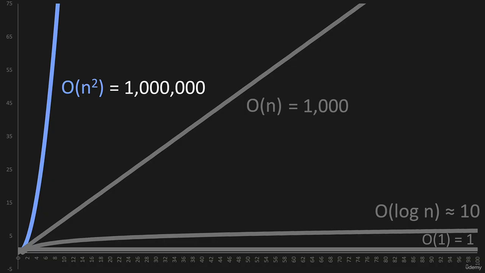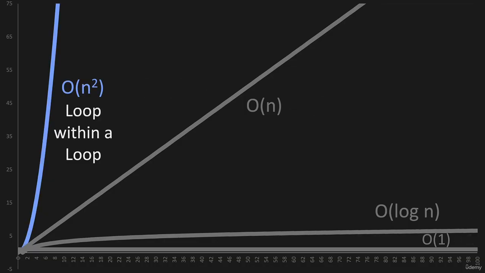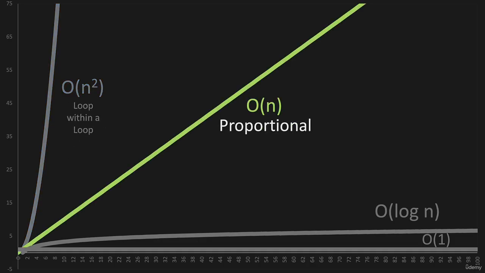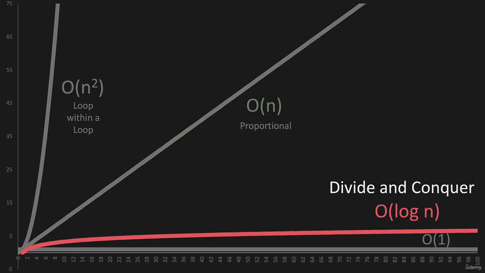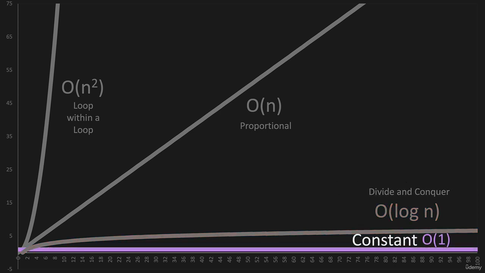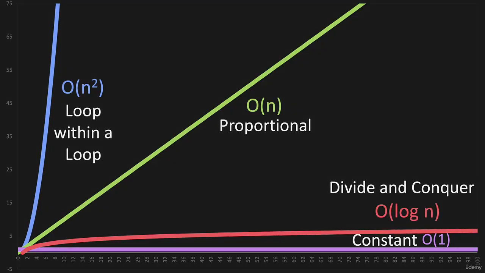So now let's look at some terminology for all of these. O of n squared is a loop within a loop. O of n is proportional. It will always be a straight line. O of log n, divide and conquer. When you hear that, that is O of log n, and O of 1 is constant time. So those are our four terms for our four big O's that we'll see for most of the course.